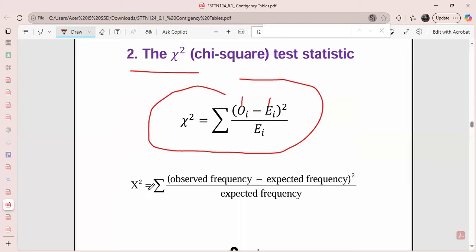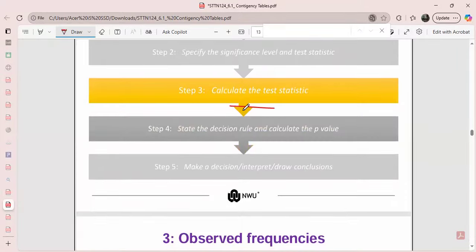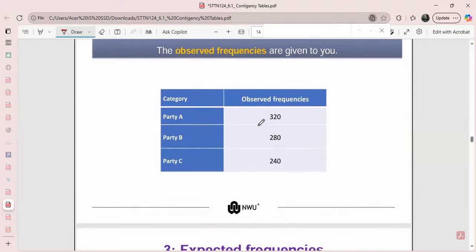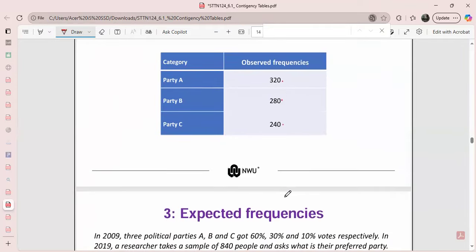Okay, let's check. The formula says X squared is equal to the summation of observed frequency minus expected, closed brackets, to the power 2, divided by expected frequency. Let's check under the step of how to calculate the test statistic. Here, we were given the observed frequency, 320, 280, 240.